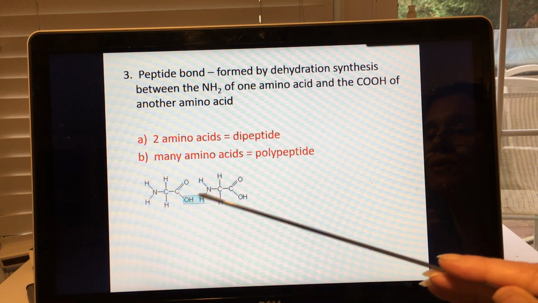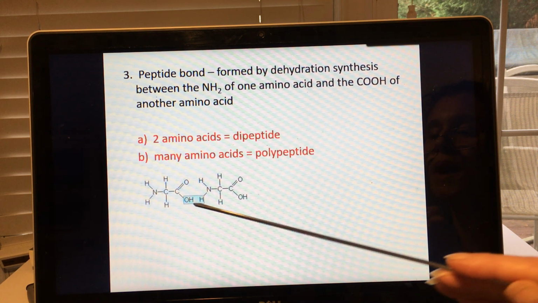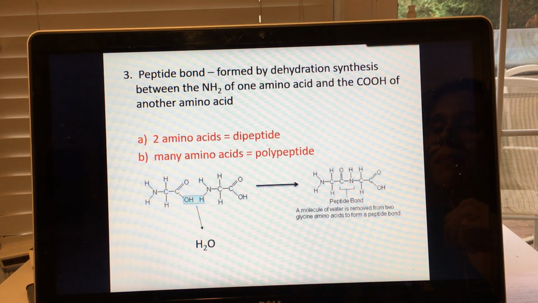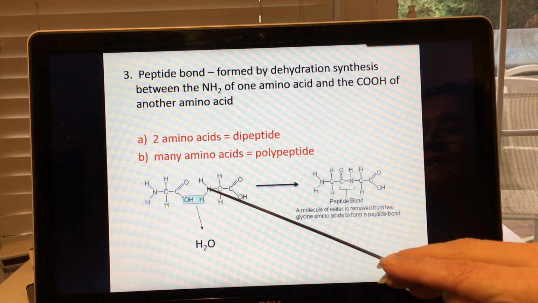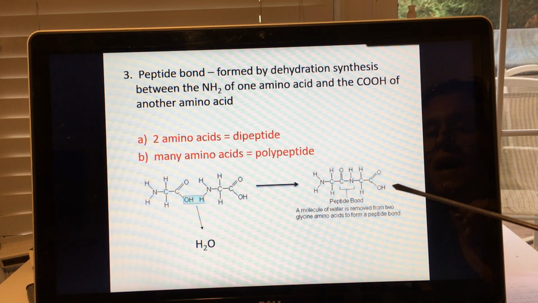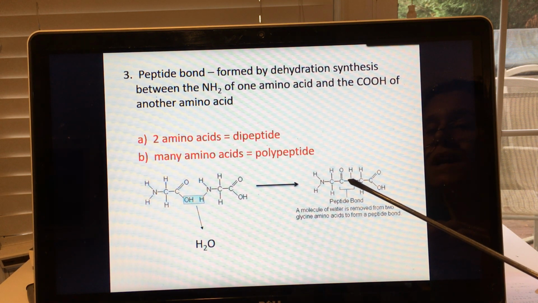Now, this diagram is going to show you two amino acids, and they're showing you the OH from the carboxyl group and the H from the amine group coming together to form water, and then a bond forming between this carbon and this nitrogen. Now, the molecule is called a dipeptide. The bond between what were once two monomers right here is referred to as a peptide bond.